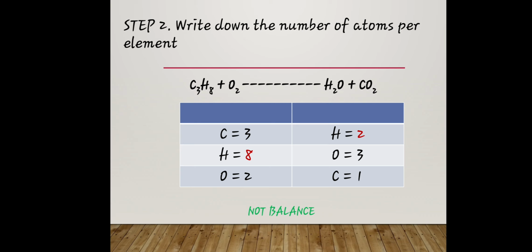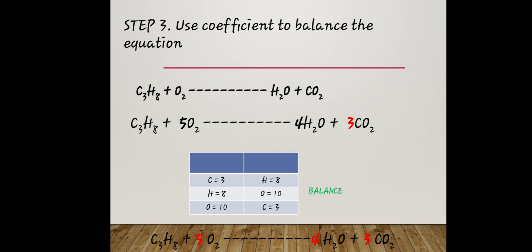So the second step that you will do is you have to write the number of atoms per element. It's very simple because it's already there. You can see the subscript in each element. Okay? Let's try to find out how to make it balanced. So step 3, use coefficients to balance the equation. Meaning to say, you will use coefficients. Okay, so now let's find out how to balance it using the coefficient.